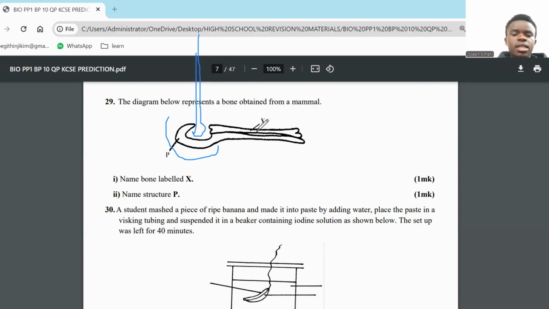And now you've been asked, name bone labelled X. If this is the olecranon process of the ulna, and the ulna is attached to the radius, they are almost in intimate contact. So now the bone labelled X will be the radius. What about the structure labelled P? We've talked about it. This is the olecranon process.